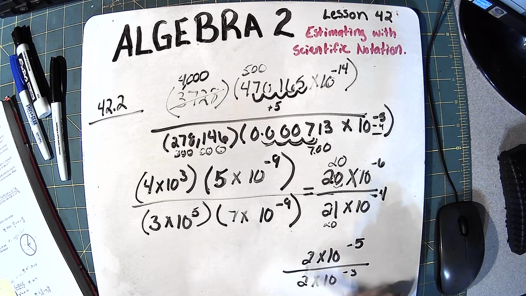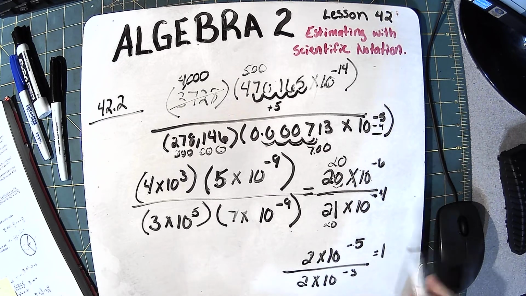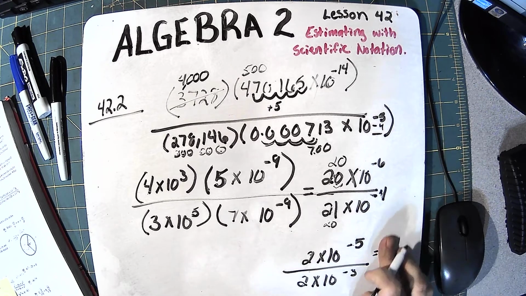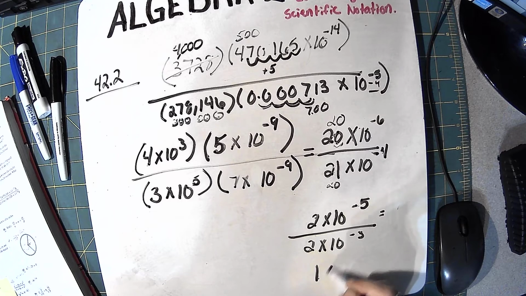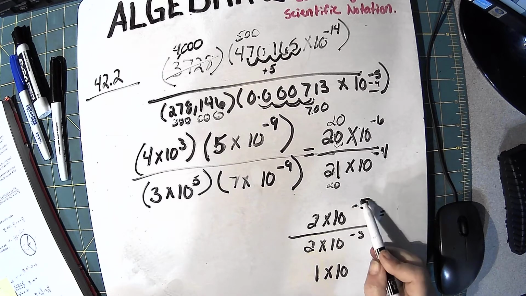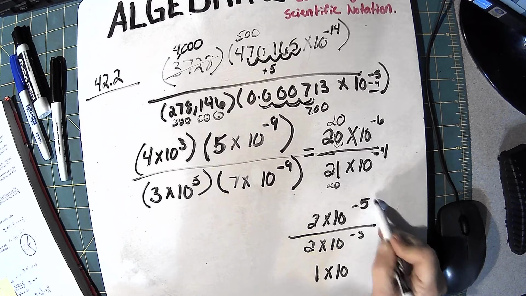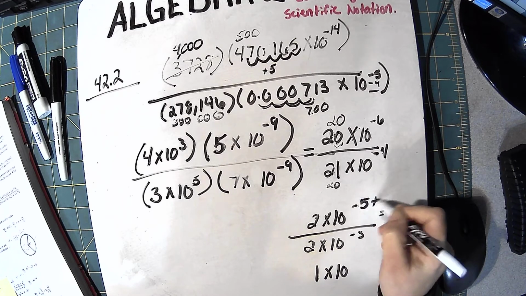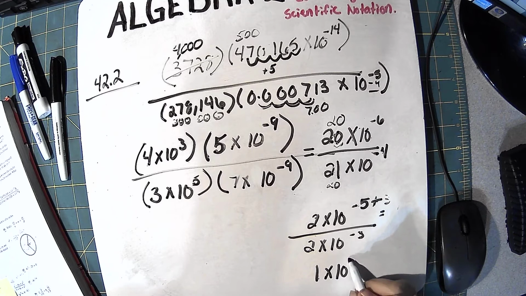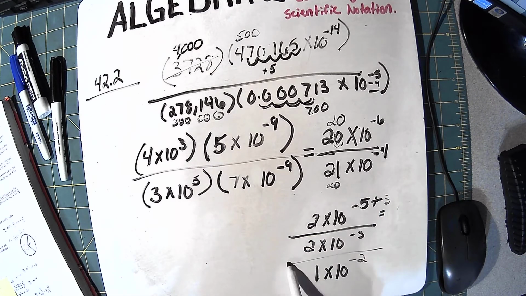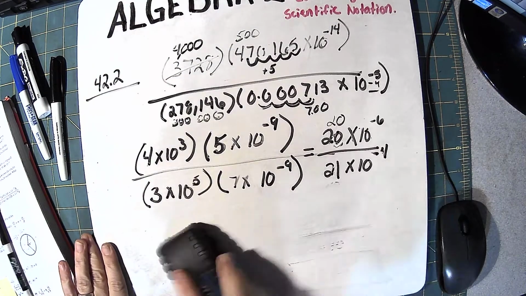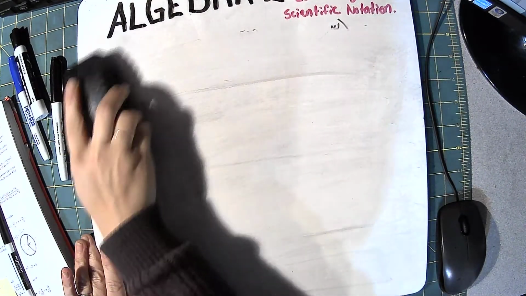Now all we have to do is 2 over 2. That's the same thing as 1, basically. 1 times 10, and then we just subtract. So if we move this exponent up to the top, we would get positive 3. We're going to end up being left with negative 2. 5 take away 3 is 2. 1 times 10 to the negative 2. All right, that's our estimated answer to that.